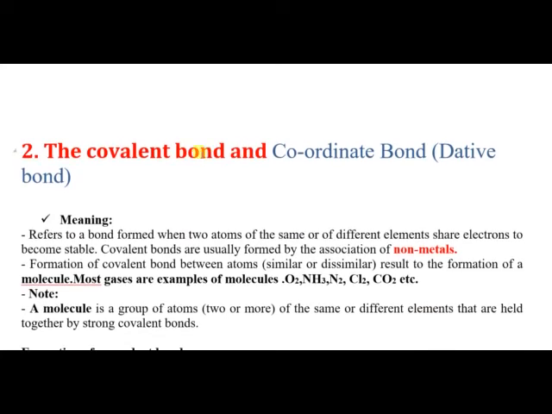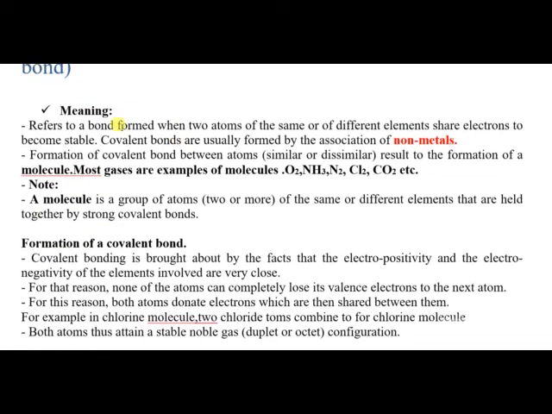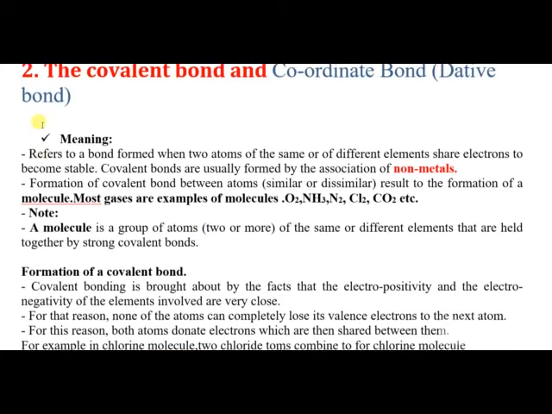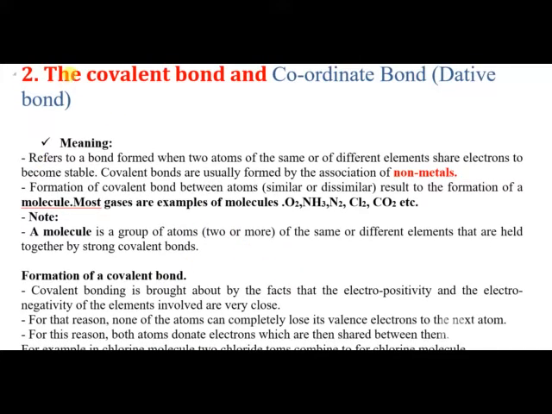So let me take you through covalent bonds and the coordinate bond, because a coordinate bond or dative bond is a sister to covalent bond. Now, what is the definition of covalent bonding? What is a covalent bond? A covalent bond refers to a bond formed when two atoms of the same or different elements share. That's where you need to understand. Here there is no complete transfer of electrons. Here it is sharing of electrons.